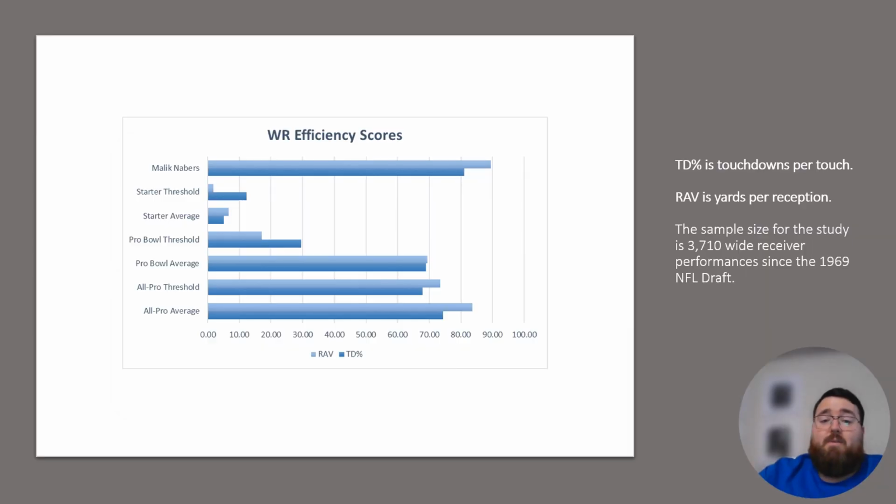And in terms of Malik Nabers, nothing to worry about here. Malik Nabers was extremely efficient. He was in the 80th percentile in terms of his touchdown percentage score, and his RAV, or yards per reception, was near the 90-plus percentile area. When you look at the Pro Bowl average, All-Pro average, and starter average, he pretty much hits all the averages that you're looking for in terms of that particular position.